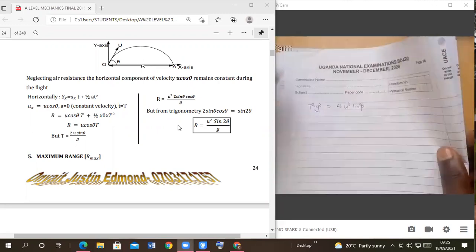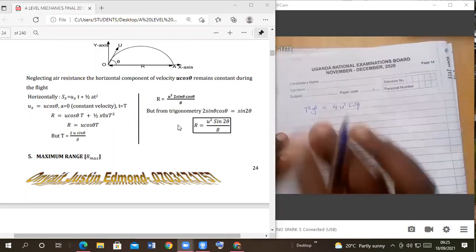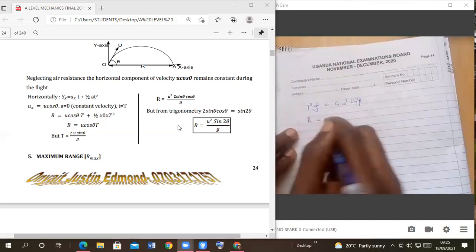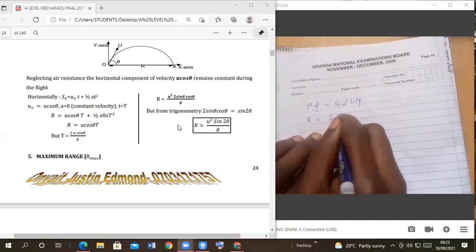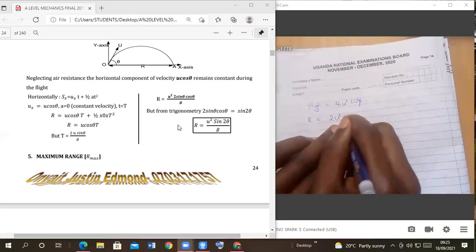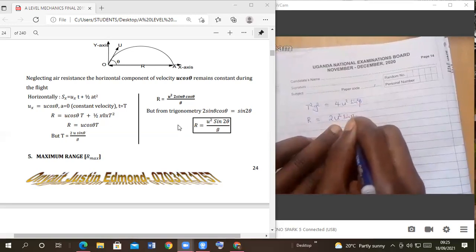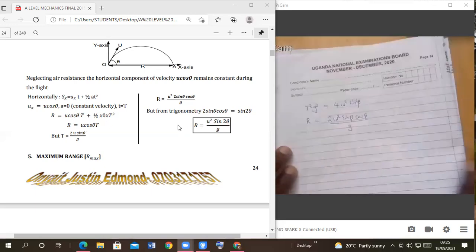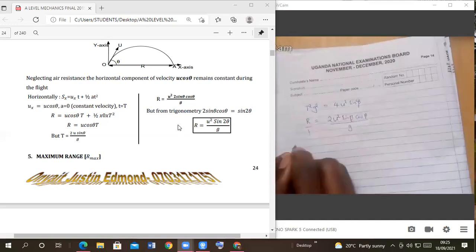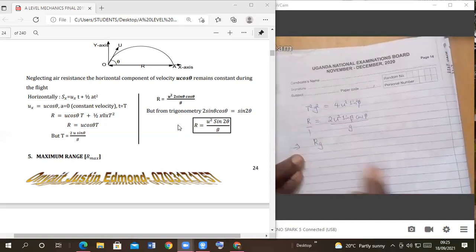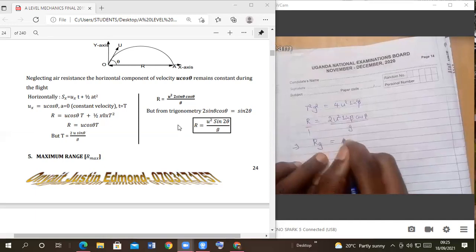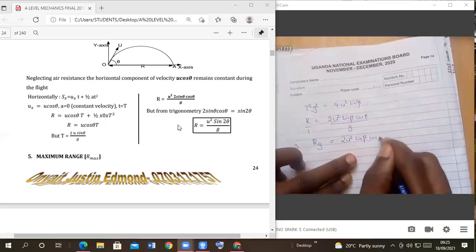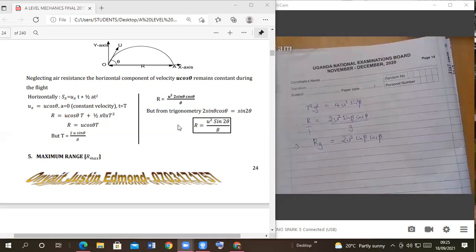Squared beta. That's the expression we have. But if you remember very well, our r is equal to 2u squared sine beta cos beta over g. So I will also cross multiply that to give me Rg equals 2u squared sine beta cos beta. Are you together?